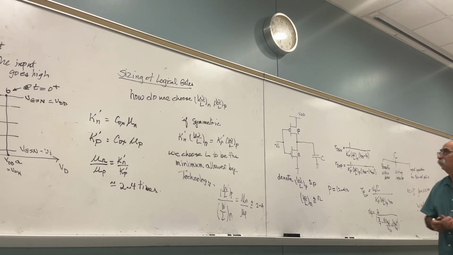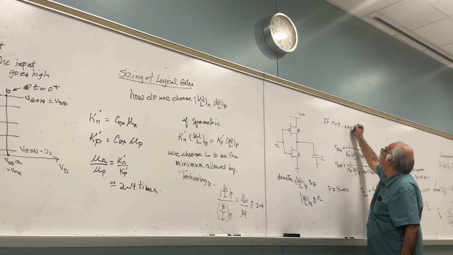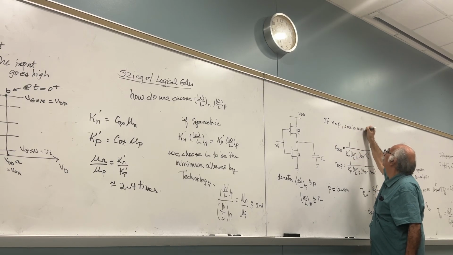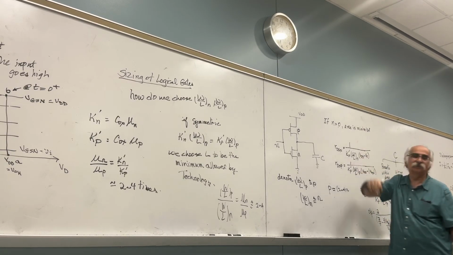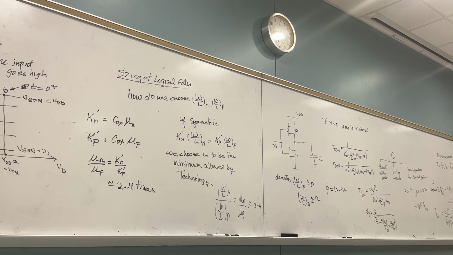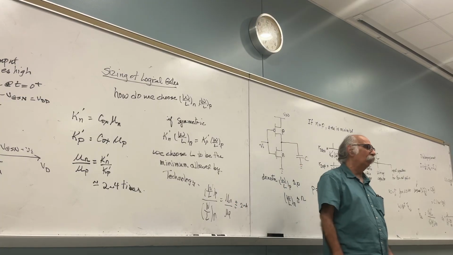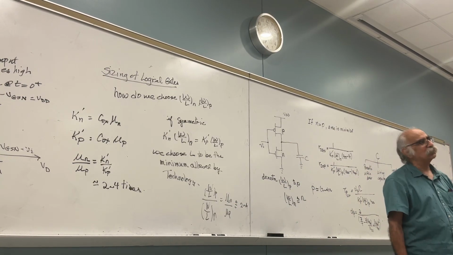Clear? So if N is equal to P, the area is minimized. By the way, is that good or bad? That's good, so that I can squeeze more transistors into the same chip. But we will see that N does not equal P. Why? Because the mobility of the electrons and the mobility of the holes are not the same. Clear so far?